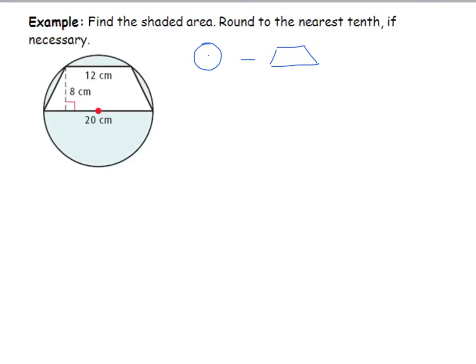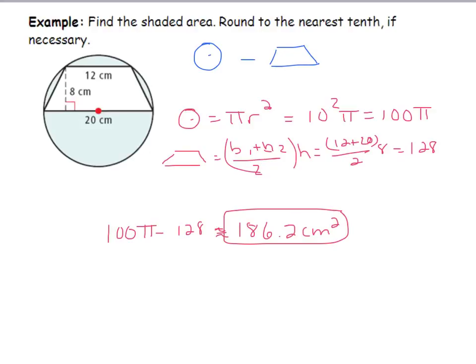All right, so pi r squared is for the circle. The diameter here is 20, so the radius is 10. You should have gotten 100 pi. Now for the trapezoid, remember it's the sum of the bases over 2 times height. So 12 plus 20 is 32. Divide that by 2, it's 16. Times 8, you get 128. So now you take the circle minus the trapezoid, and it's about 186.2.